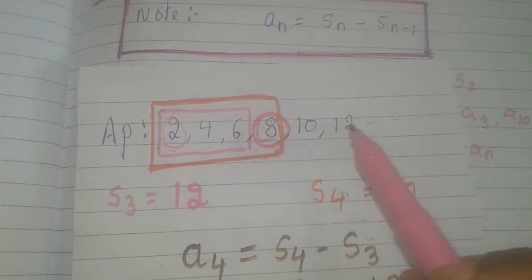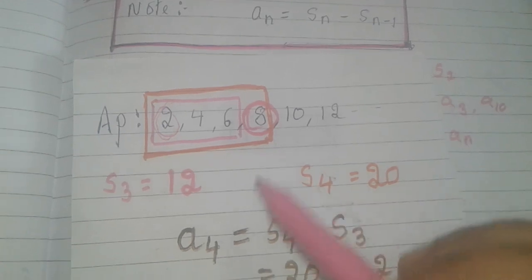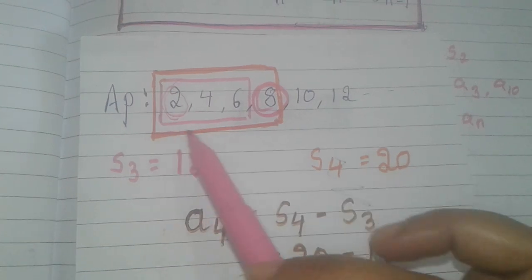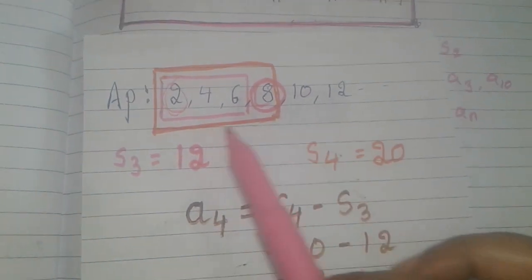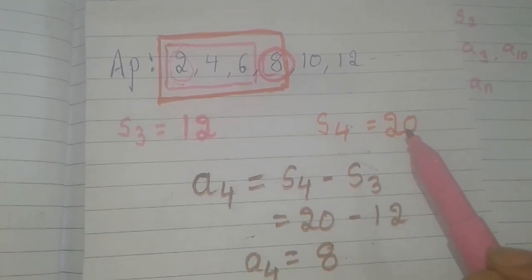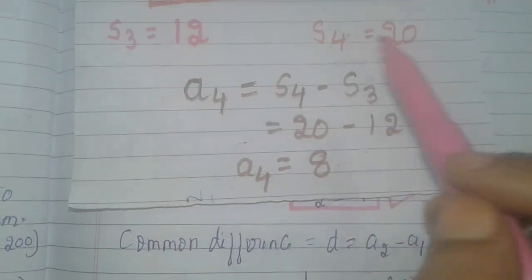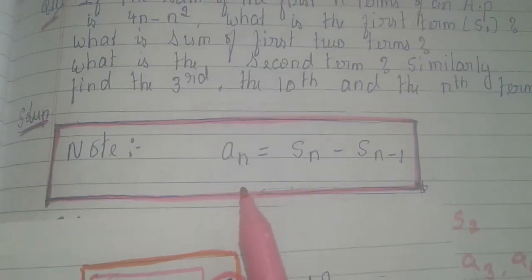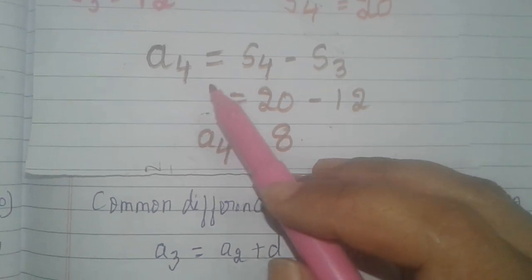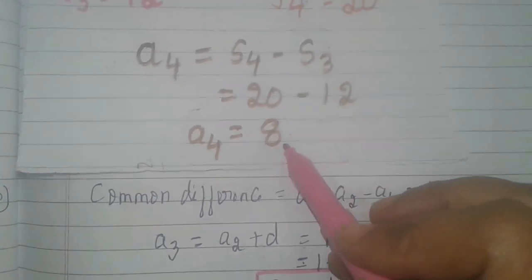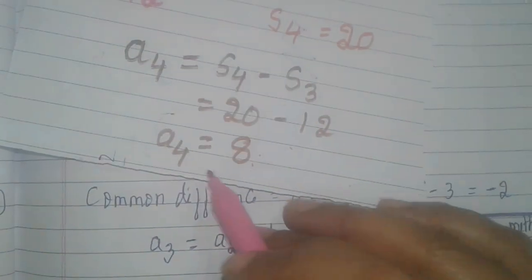Now let me verify whether this remark helps us or not. S3 means the sum of 3 terms: 2 plus 4 plus 6 is 12. S4 means the sum of 4 terms, which is 20. Now, with the help of S3 and S4, can I find A4? Yes, using this remark. A4 equals S4 minus S3, which is 20 minus 12, which is 8. So you got A4 as 8.